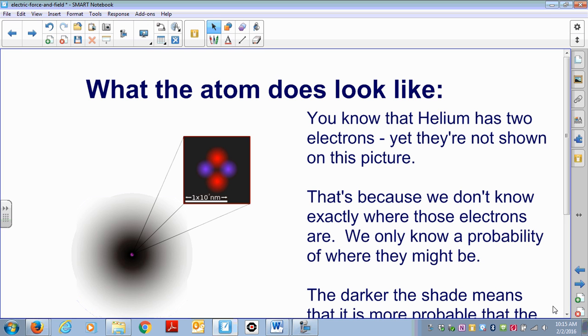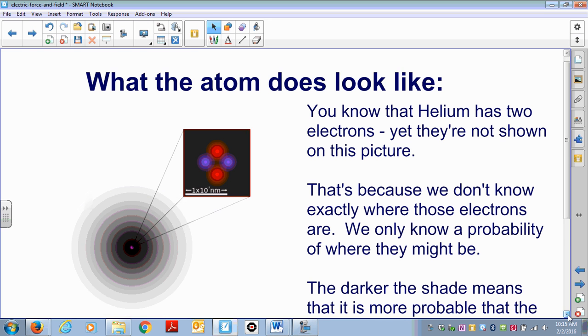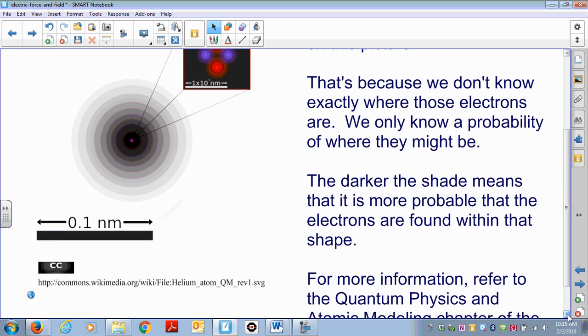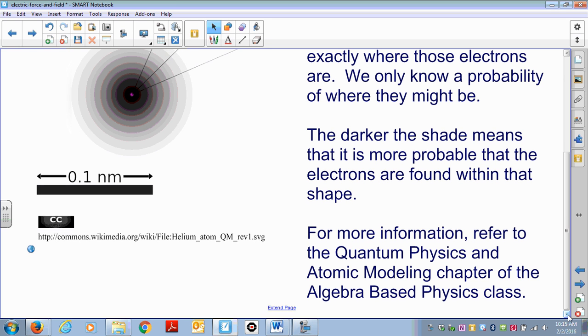You know that helium has 2 electrons, yet they're not shown on this picture. That's because we don't know exactly where those electrons are. We only have a probability of where they might be. The darker the shade means that it is more probable that the electrons are found within that shape. For more information, please refer to the Quantum Physics and Atomic Modeling chapter of the Algebra-Based Physics course on the New Jersey website.